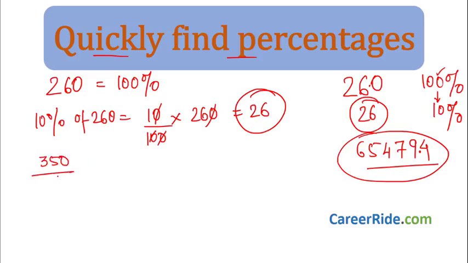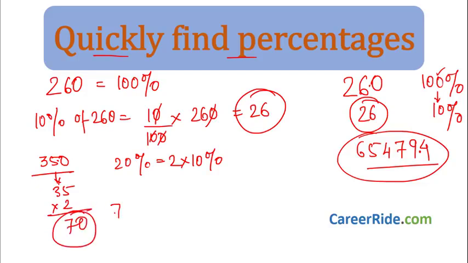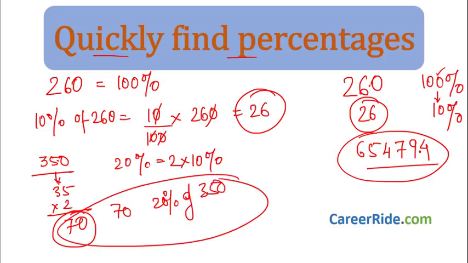Now let us take again an example of 350. Now if someone wants 20%, what you will do? What is 20%? That is nothing but 2 into 10%, that is 2 times 10%. So find 10%. 10% of 350 is, put a decimal point, you get 35, multiplied by 2. 35 into 2 is nothing but 70. So 70 is nothing but 20% of 350. See how easily, if you know 10%, you can find out 20%, 30%, 40% and all that stuff.